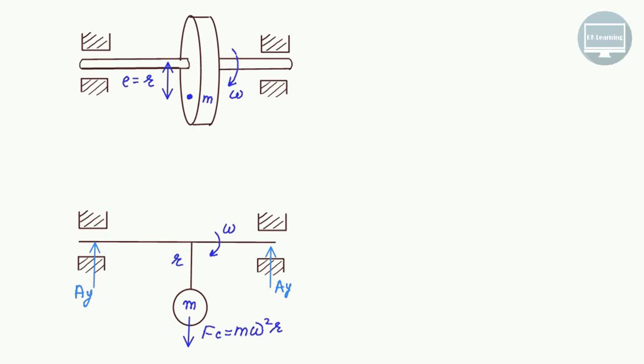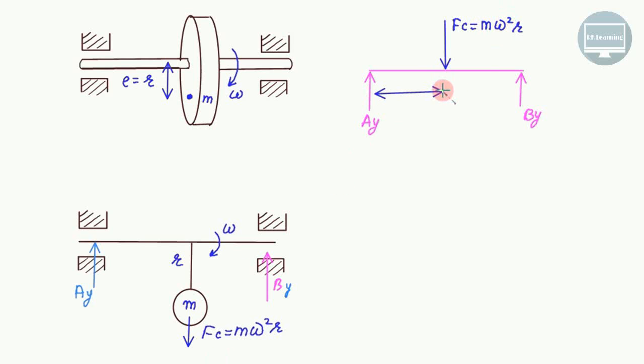If you try to draw the FBD of this one, the FBD will be like this. This one is AY, this one is BY, and the centrifugal force will be acting downward. The magnitude of the centrifugal force, which I will write as Fc, is equal to m omega square multiplied by radius r. If it is exactly placed at the center, I will say this distance equals A as well as this distance equals A.